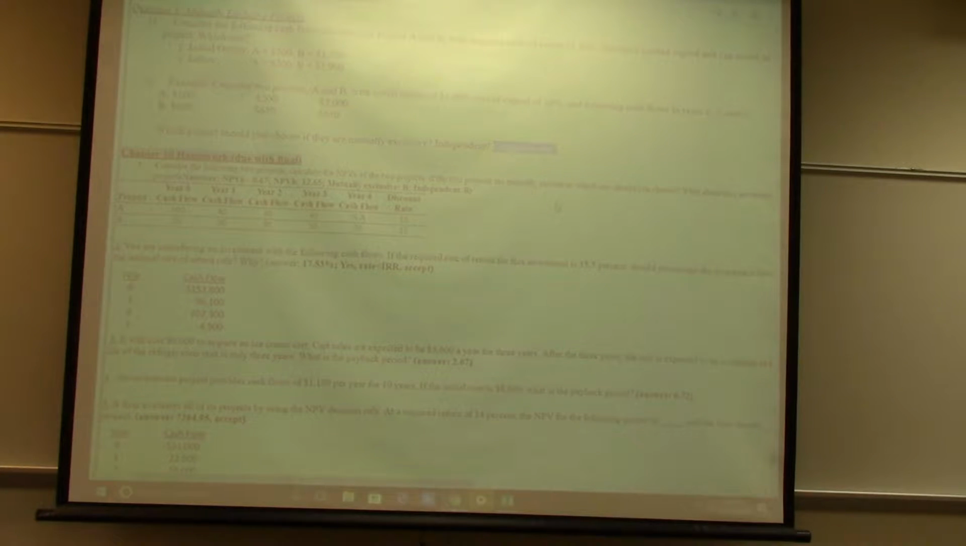And the next one, crossover rate. At what rate? The crossover rate definition is, at that rate, both NPVs will be the same. So both projects' NPV are the same. At what rate are both projects' NPV the same? How can you do that? So I'll tell you how to do that.